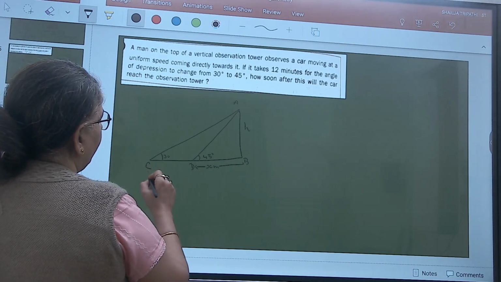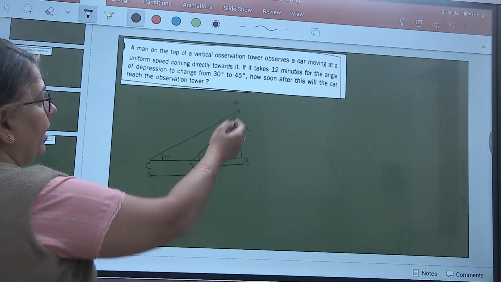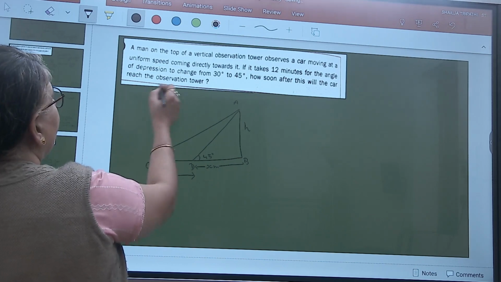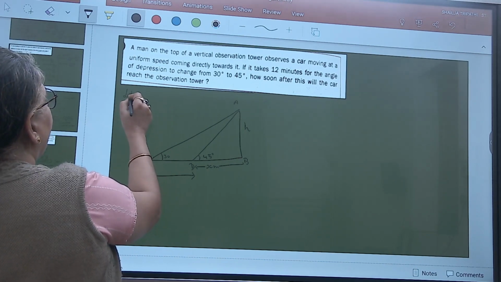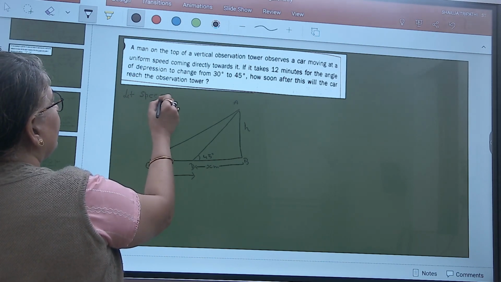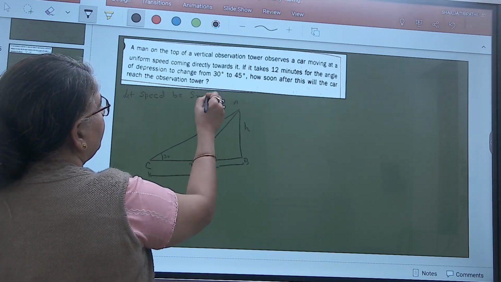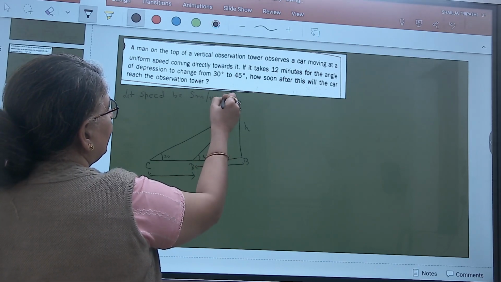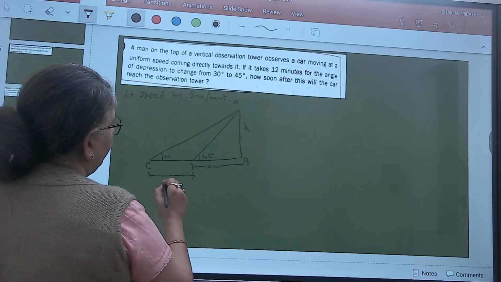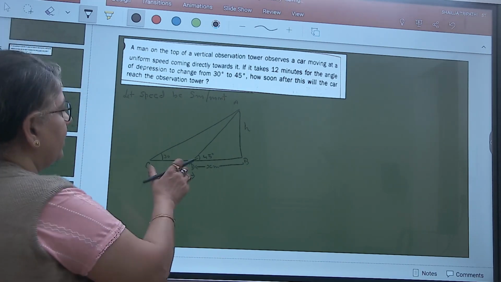And this distance we can find out. Time taken to cover this distance CD is 12 minutes. And let us assume that the speed of the car be S meters per minute. So we can find this distance by multiplying speed by time. So we get 12 into S, that is 12S is the distance CD.